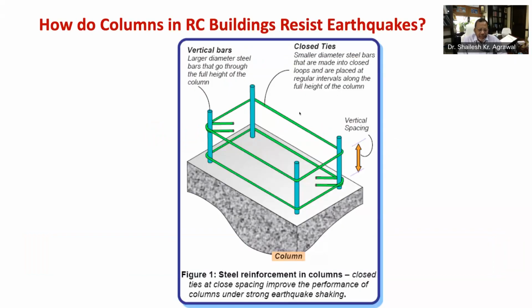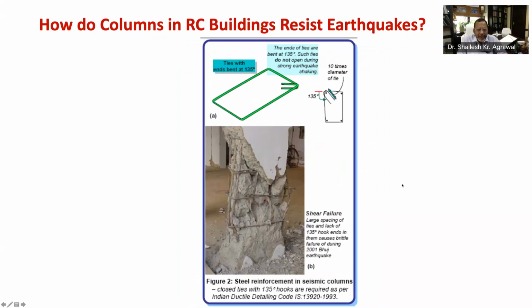As you can see in this figure, the column contains two types of steel reinforcement, namely long straight bars called longitudinal bars placed vertically along the length, and closed loops of smaller diameter steel bars called transverse ties placed horizontally at regular interval along the full length of column. As told to you during beam details, these transverse ties or closed loop links play a very important role in earthquake resistance. Now let's look at the failure or damages columns sustained during earthquake shaking.